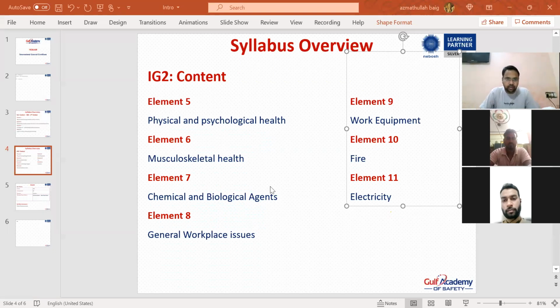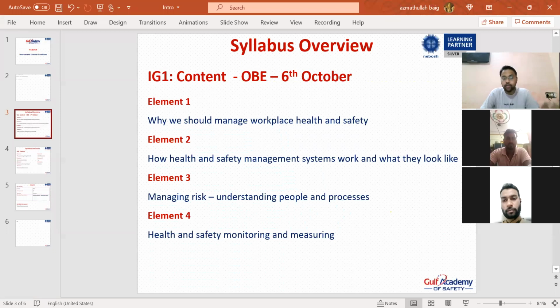So these are the topics that we'll be covering for IG1 and IG2. And while coming to the examination.